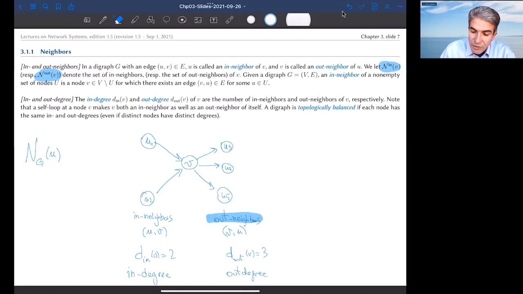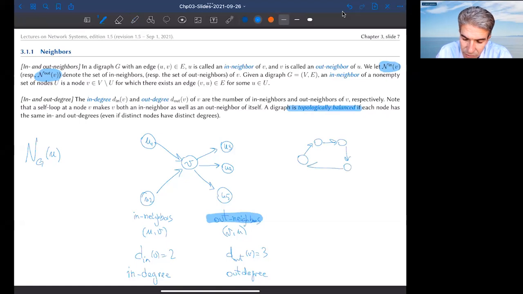And some graphs have the characteristic, just like before we were talking about regularity. In an undirected graph, what's regular? In a directed graph, you can define this weaker concept, the concept of being topologically balanced. Topologically balanced means that each node has the same in and out degree. So this particular example in the middle of the slide is not topologically balanced, because node V has two in neighbors and three out neighbors. That doesn't work. But for example, if you recall the cycle graph from a few minutes ago, let's draw the cycle graph with dimension 4. Then this of course is topologically balanced, because the in and out degree of each node is precisely equal to 1.